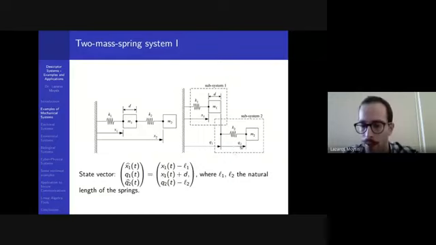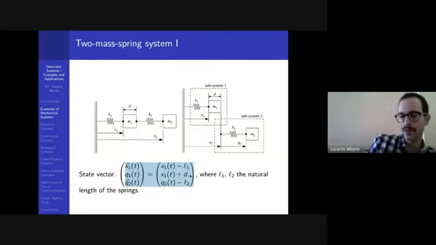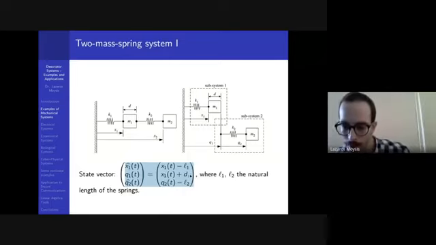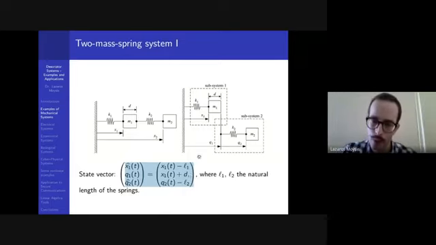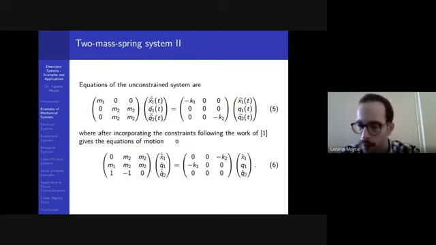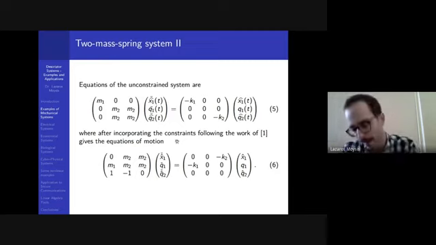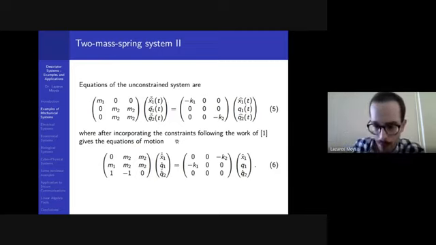For example, you may have the constraint here, which means that q1 is actually x1 plus d. So you have an algebraic constraint. The idea is this: you model them independently, and then after some procedure, you need to incorporate the constraints of the system, and eventually you may end up with a state space system.